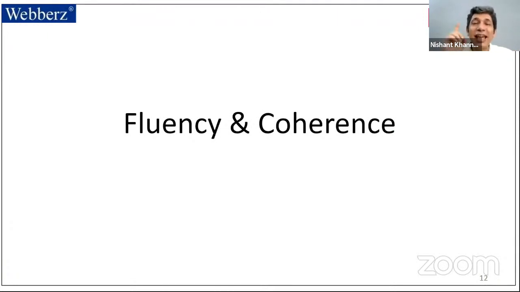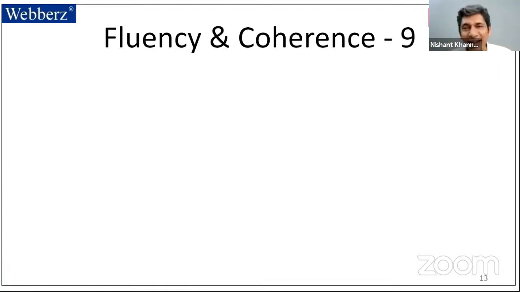So remember one thing, that everything is out of 9 bands, which means that fluency and coherence is also marked out of 9. So what is a 9 band in fluency and coherence? We'll understand fluency and coherence of 9, 8, 7. That's what is important. I'm not going to consider 6, 5, 4, 3, 2, 1. Forget that. Okay.